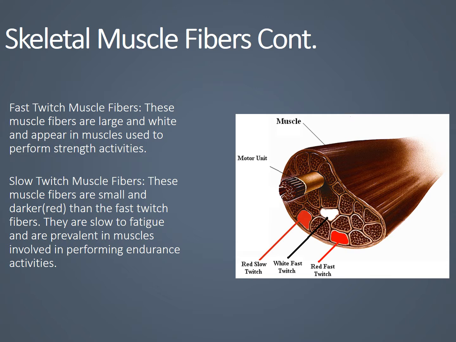Fast twitch muscle fibers are large, white, and appear in muscles that are used to perform strength and power activities. Slow twitch muscle fibers are smaller and darker red than the fast twitch fibers. They are slow to fatigue and are prevalent in muscles involved in performing endurance activities. The reason for the color difference is the red fibers have more blood flow. That's why they have more endurance.